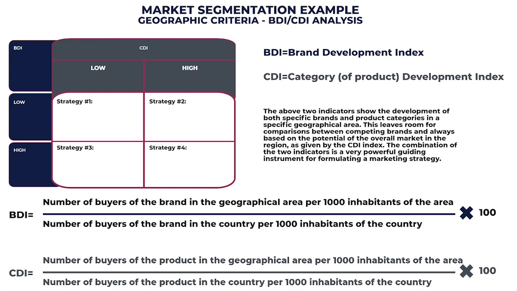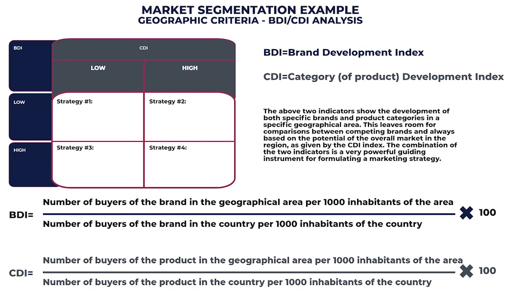So let's examine the first case, strategy number 1, and this takes place when we have a low BDI and a low CDI indicator. Both indicators are low, and so this means that there is not much demand in this area, in the country, and also that our brand is not very powerful in this area as well.